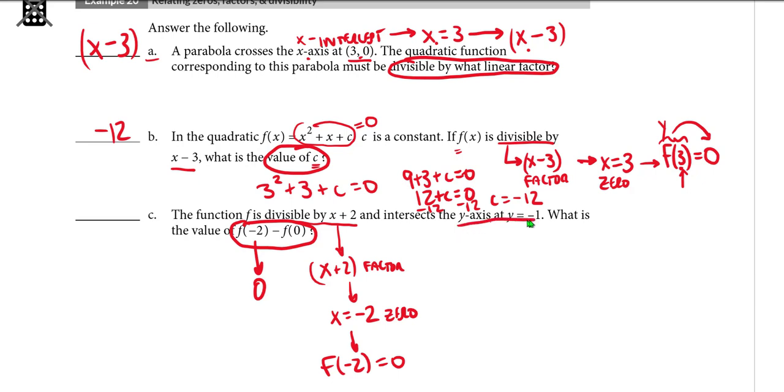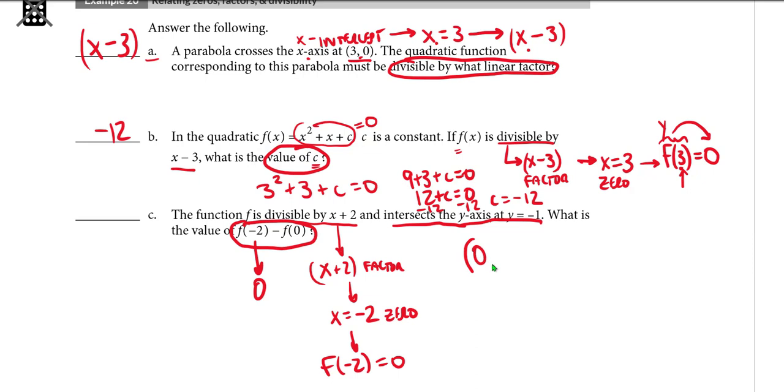Well, let's take this next phrase here. It says that we intersect the y-axis at y equals negative 1. Remember, when we intersect the y-axis, I've said this a few times in this section, I believe, that when we intersect the y-axis, what is our x value?